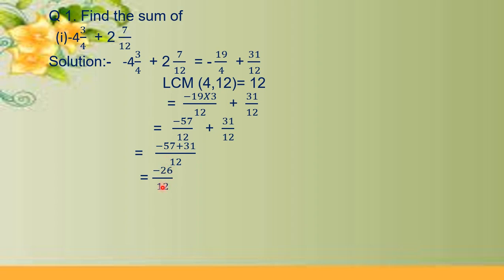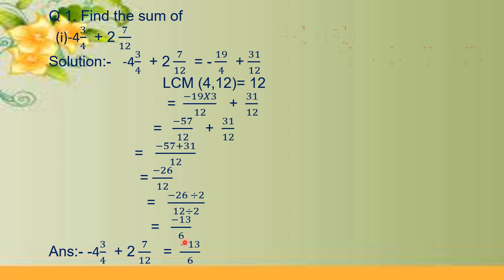Both the denominator and numerator have the common factor 2. So divide both the numbers by 2. So we get minus 13 by 6. So here the answer of minus 4 3 by 4 plus 2 7 upon 12 is minus 13 upon 6.